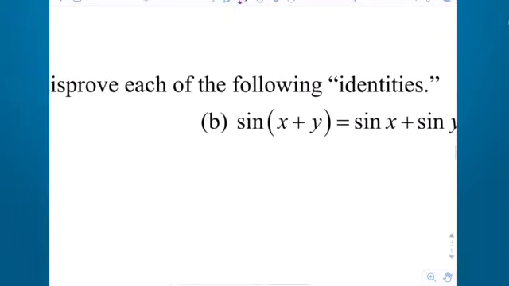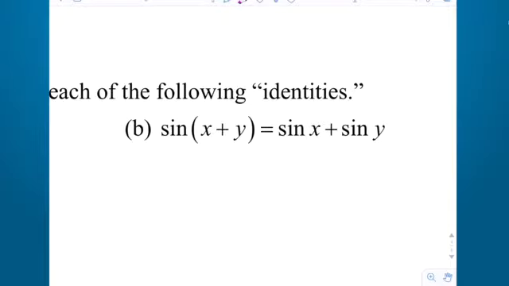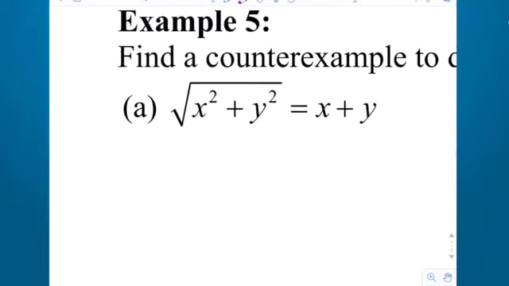So here's example 5. Find a counterexample to disprove each of the following quote-unquote identities. We talked about the use of quotations last week. If I put quotation marks around identities, what does that mean? They're probably really not identities, right? We talked about this at the beginning of the year. We spent a lot of time going over these common mistakes. The square root of x squared plus y squared, some people still might think it's x plus y. Is it? No. So let's come up with a counterexample.